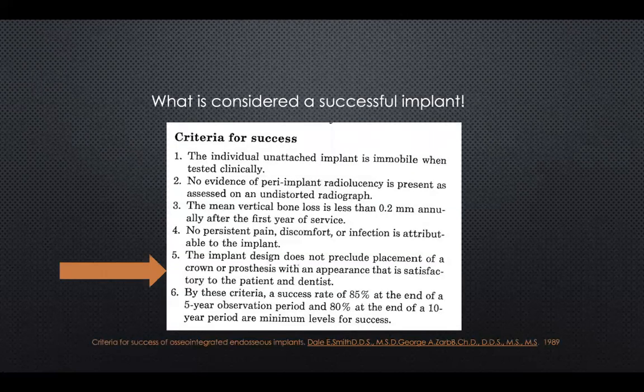These criteria were adjusted a couple of years after that by Dr. Smith, and they added one important criterion, which is that the implant design, placement or position does not preclude the placement of a crown or a prosthesis with an appearance that is satisfactory to the patient and the dentist. So here they started thinking more about the prosthesis itself, the crown, the bridge, how it looks aesthetically and functionally, and not only about osseointegration.